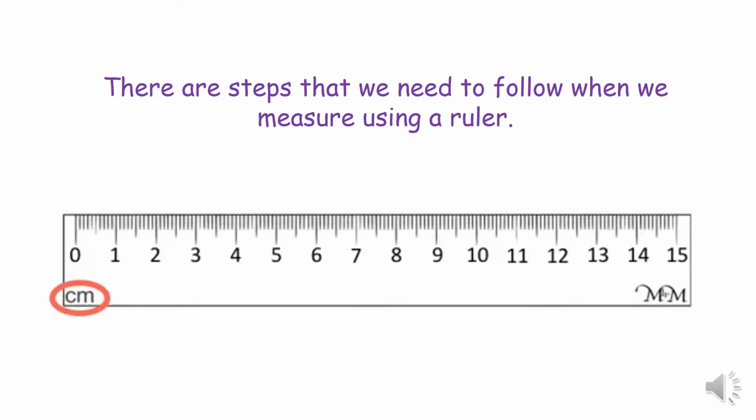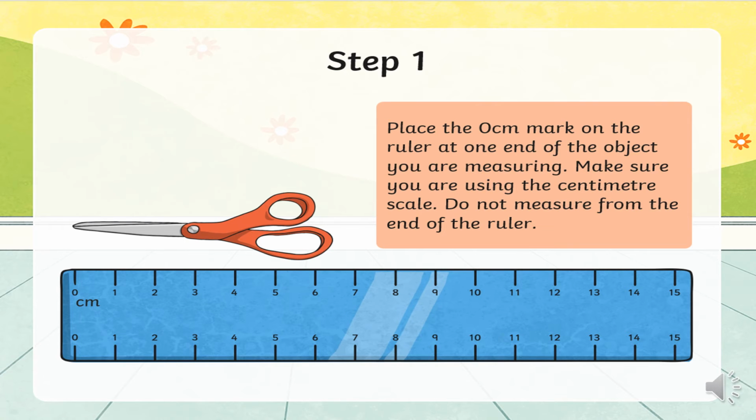But there are special steps that we need to follow when we are measuring using a ruler. Step 1. We need to place the 0 centimetre mark on the ruler at one end of the object. So if we're measuring our scissors here, we need to make sure that the end of the scissors, the tip of the scissors, is by the number 0. We do not measure from the end of the ruler. We always start from 0 centimetres.